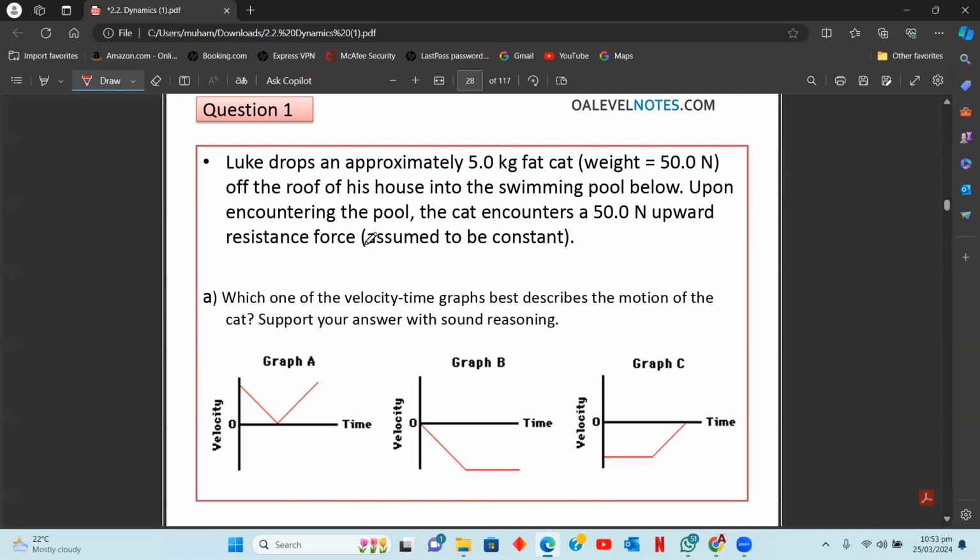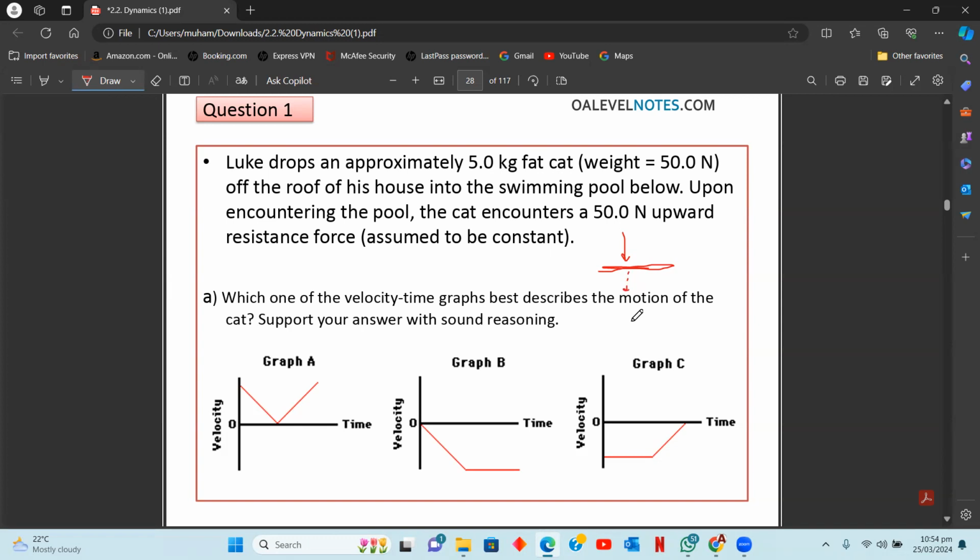If we look at this question, it says, Luke drops an approximately 5 kg fat cat, weight 50 Newton, off the roof of his house into the swimming pool below. Upon encountering the pool, the cat encounters a 50 Newton upward resistance force. Which one of the velocity time graphs best describes the motion of the cat? Support your answer with sound reasoning. Now the cat is dropped. After the drop, it's going to touch the swimming pool, and after touching the pool, it may also go inside the pool.